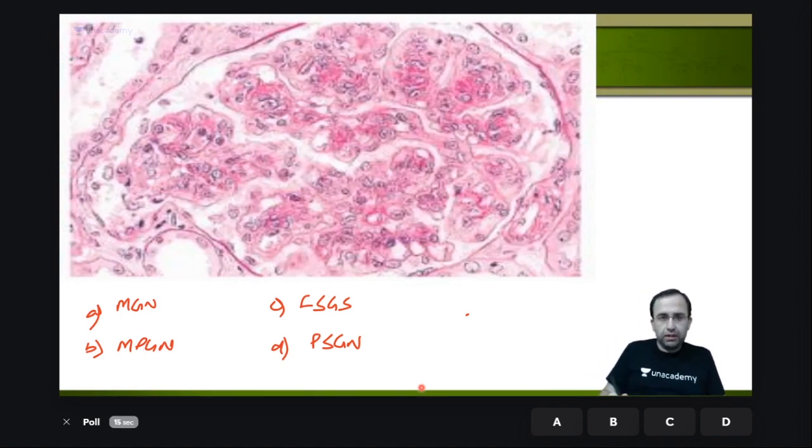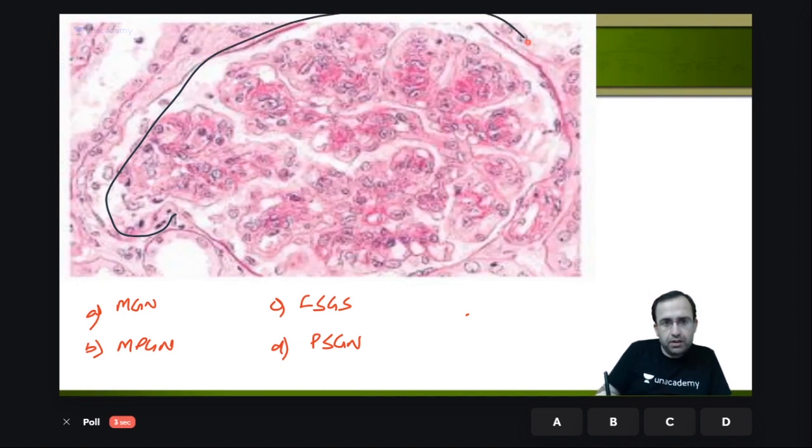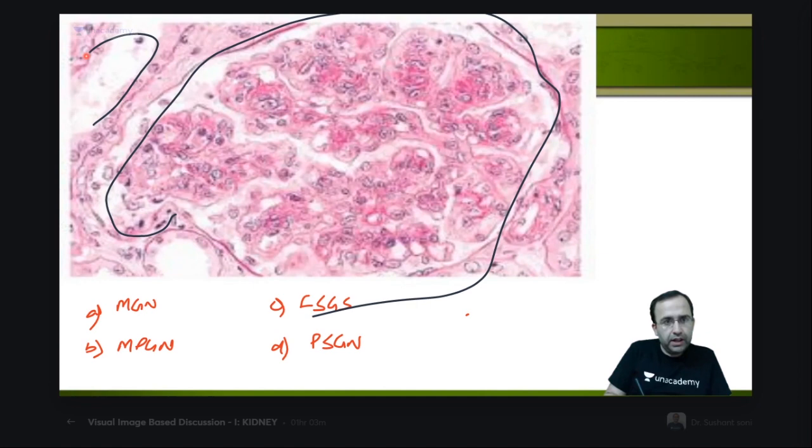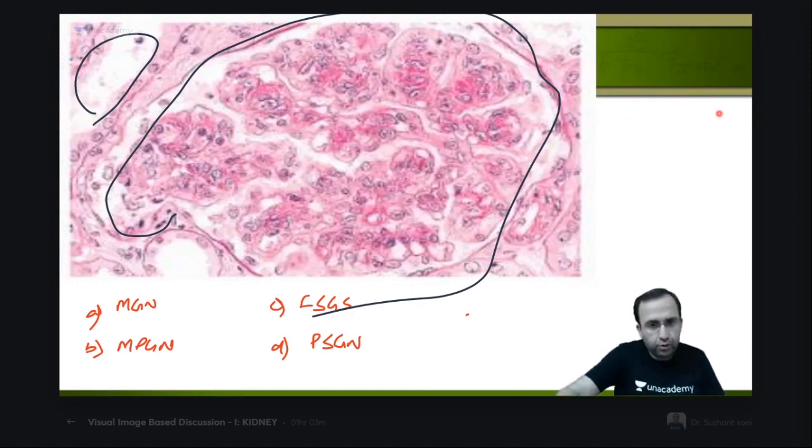Now, first, let us have a look at this. Structure, organ, disease. The minute we see this, we are able to make out that this is a glomerulus. This is a glomerulus with presence of renal tubule on the side, making the organ as kidney. Now, is it normal or abnormal? Abnormal. How do I know that?